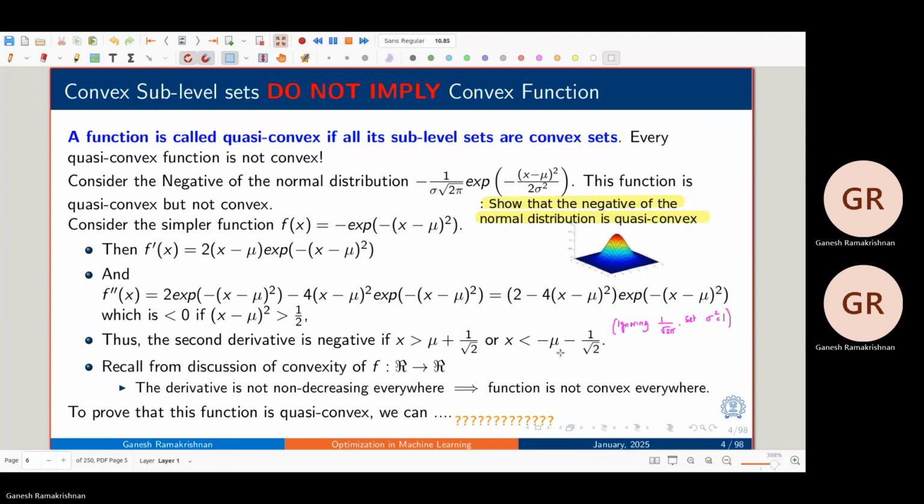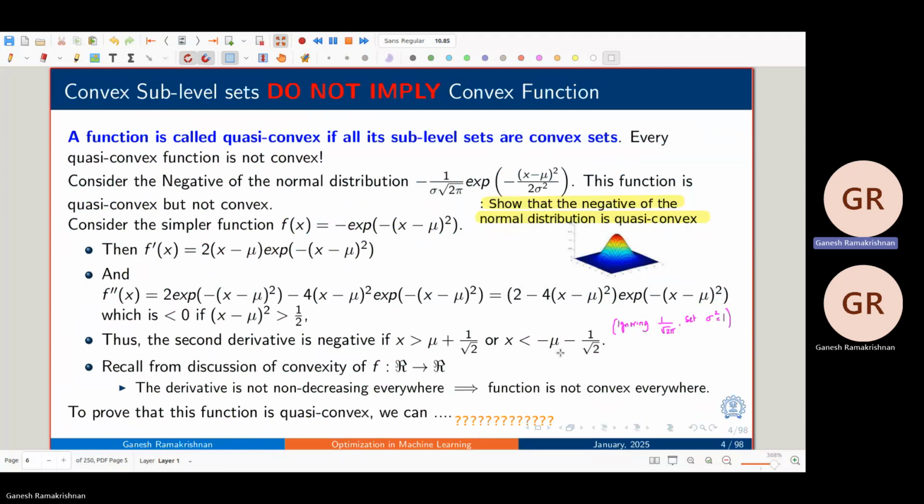Okay. In fact, I have shown this for a function of a single dimensional x, right? f(x) is minus exp of minus (x minus mu) square, a simple function. So f dash x is 2(x minus mu), and so on. You can find a double derivative. This was a homework problem, right?